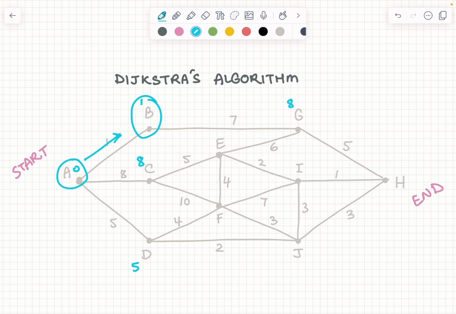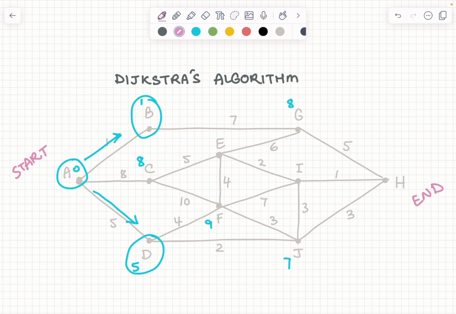So what do we circle now? We have to consider all the uncircled values. So 5 is the lowest, so we're actually going to abandon our path through B, and let's look at this new path through D, because that's the lowest. From D, we can go to F with 9 and J with 7.